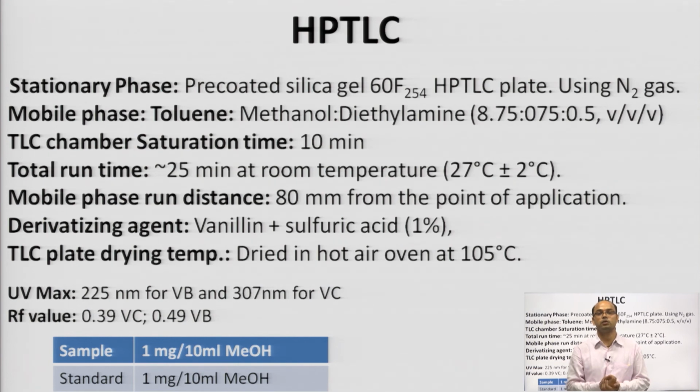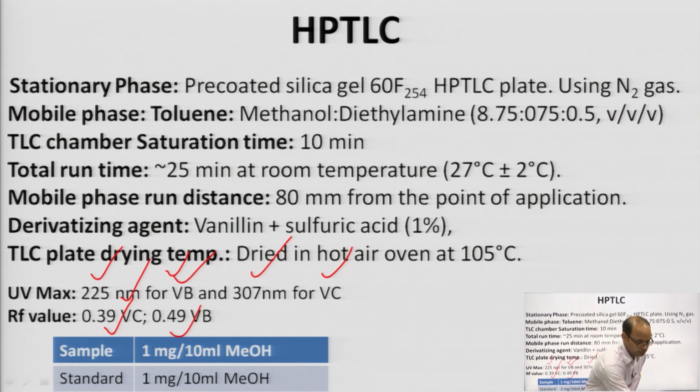The derivatizing reagent we have used is vanillin sulfuric acid 1%, and the plates were dried in an oven at 105 degrees Celsius. We have detected vinblastine and vincristine at 225 nanometer, and 307 nanometer for vincristine. The Rf value for vinblastine is 0.49 for this analysis, and for vincristine we have got the Rf value of 0.39. In this way you can carry out the HPTLC analysis for your drug.